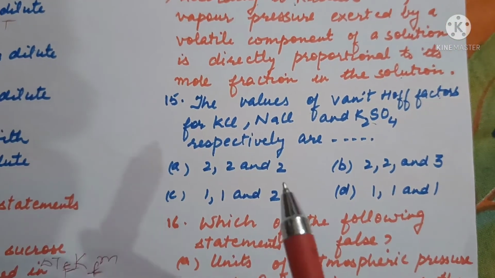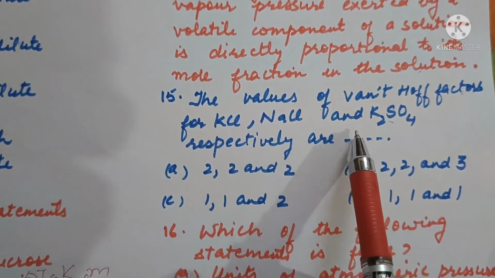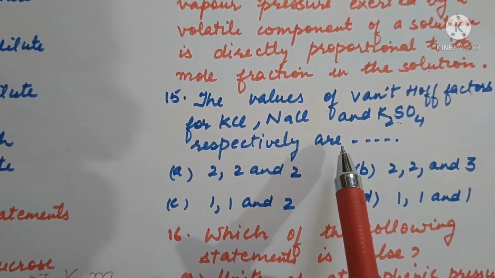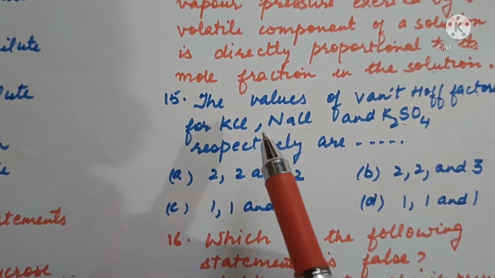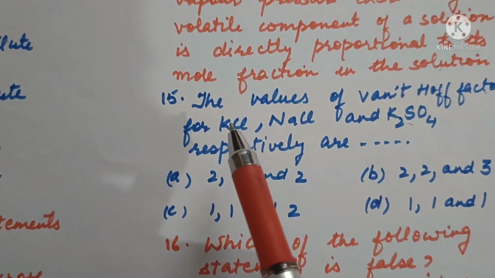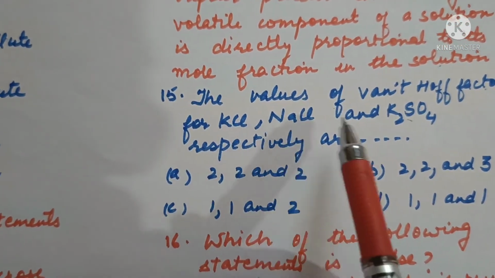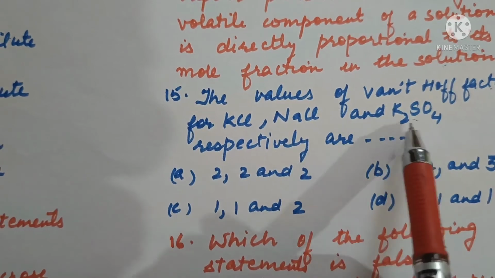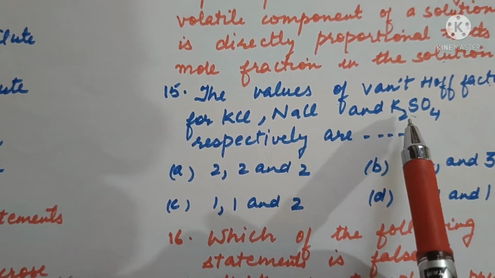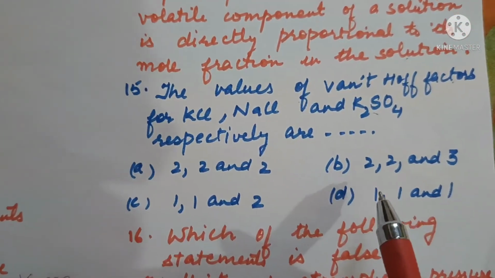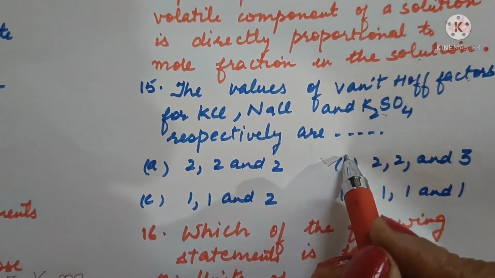The values of Van 't Hoff factor for KCl, NaCl and K2SO4 are respectively... we have to see the Van 't Hoff factor is 2 for KCl, 2 for NaCl and 3 for K2SO4, because of the number of ions furnished. So option B is the correct answer.